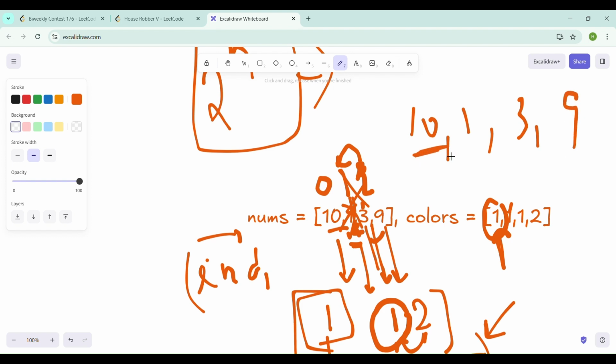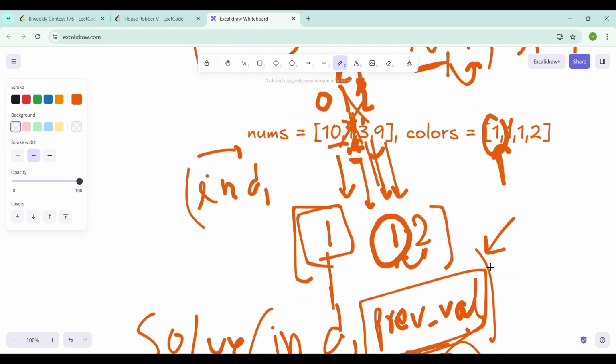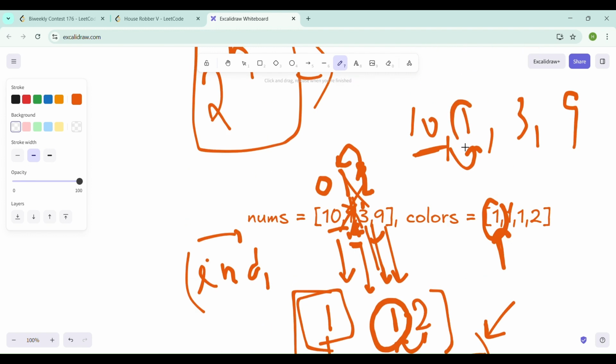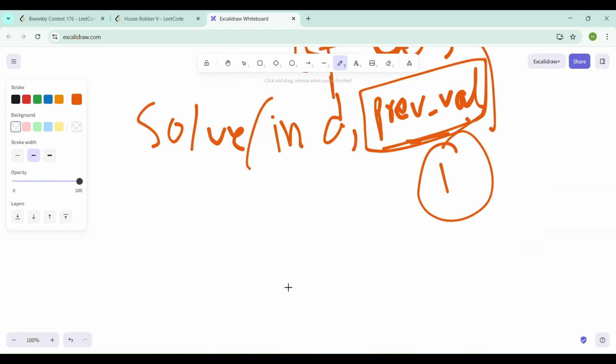Let's say you picked up this element, then your previous value will be 1. When you go to this element, your color is 1 at this moment, and your previous value is also 1, meaning you can't pick this element. You are restricted from picking this element. And when you don't pick this element, you move to the next index. Now your previous element has vanished because it is not adjacent anymore. The last element you picked up is not adjacent to this, so now the previous value becomes, let's say, -1.